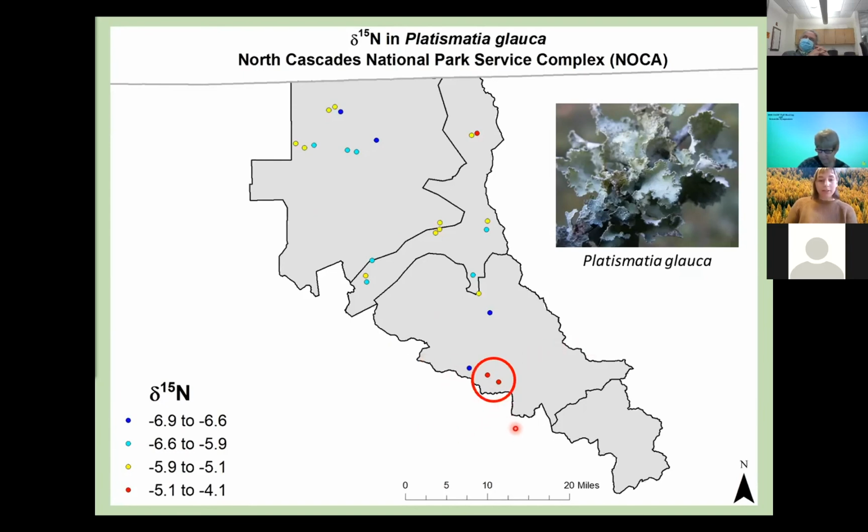And if you recall from the land cover map I just showed, this region of the park is in the closest proximity to the Seattle metropolitan area. And with more positive delta 15 nitrogen signatures, this suggests that oxidized forms of nitrogen derived from industry and vehicle exhaust may be a significant component of atmospheric deposition in this area. And for other areas of the park with more negative delta 15 nitrogen signatures, this suggests that reduced forms of nitrogen derived from agricultural sources may be a larger component of atmospheric nitrogen deposition in these regions.